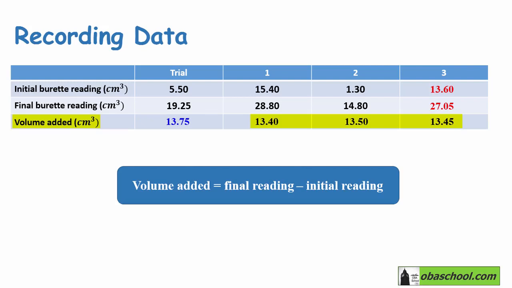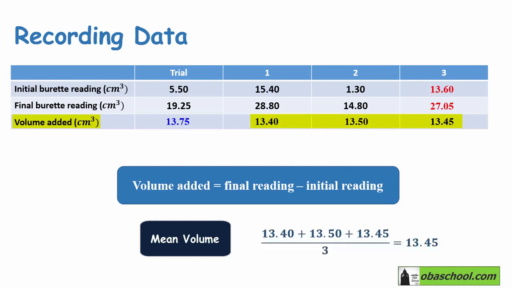Again, don't forget to record your data to two decimal places where the second one is 0 or 5. And finally, we have to find the mean or the average volume added, which will be equal to the average of these volumes. So we have 13.40 plus 13.50 plus 13.45 divided by 3 to get the average, and this is equal to 13.45 cm³.